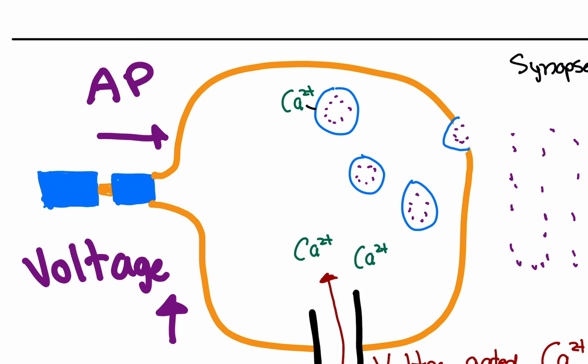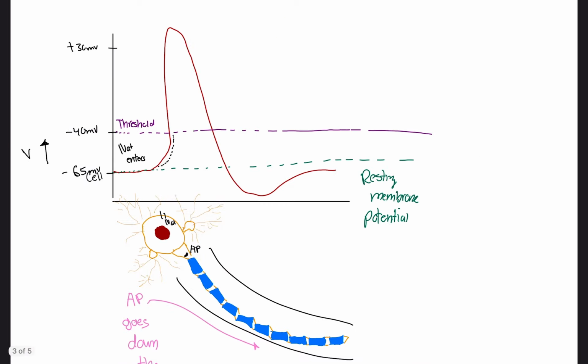Okay, so what happens? Like we said, the action potential regenerated goes down the axon, right? This is the axon. We talked about this. It goes down the axon.